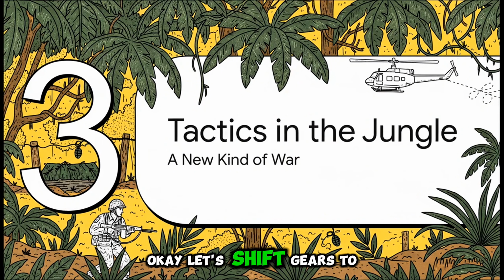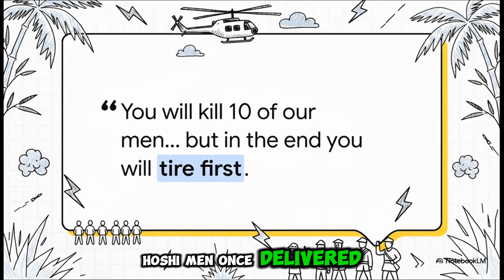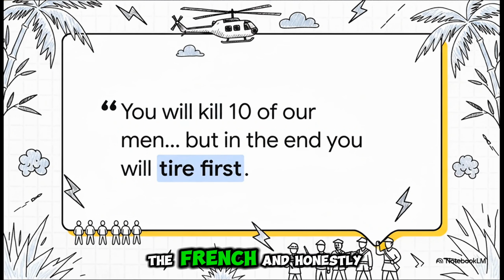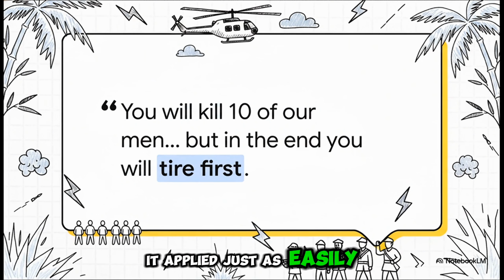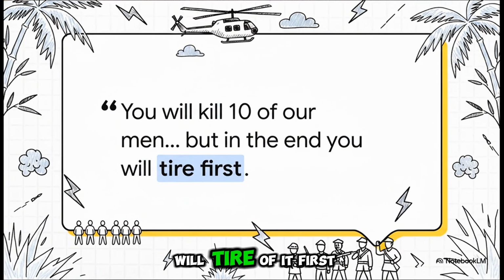Okay. Let's shift gears to Section 3, Tactics in the Jungle. This was a completely new kind of war. Ho Chi Minh once delivered this really stark promise to the French, and honestly, it applied just as easily to the Americans later on. He said, "You will kill 10 of our men, and we will kill 1 of yours, but in the end, you will tire of it first."